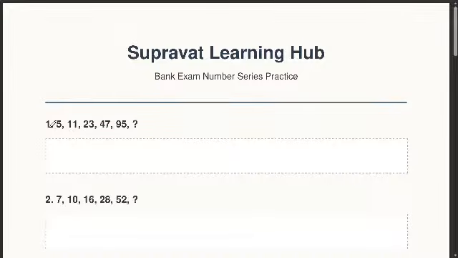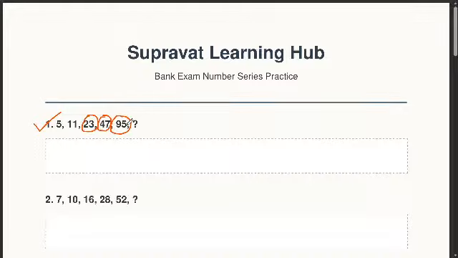So here in problem number 1, we can clearly see the series 5, 11, 23, 57, 95 and ?. So always pay attention to the bigger number. Okay, so here it is 95, the bigger number. Now it is 57. Now this is 23.